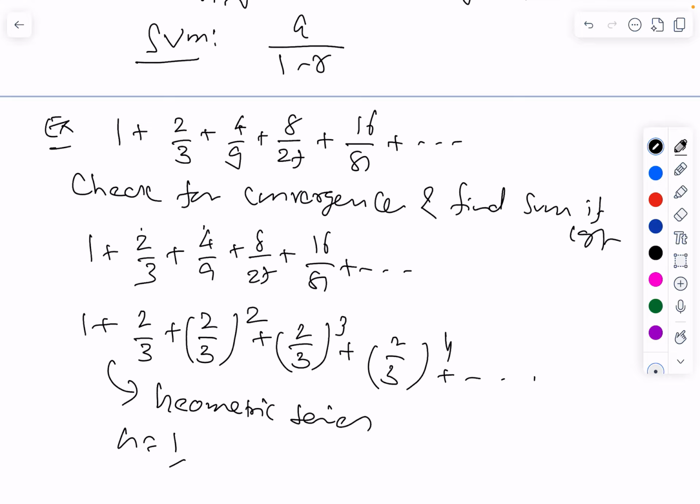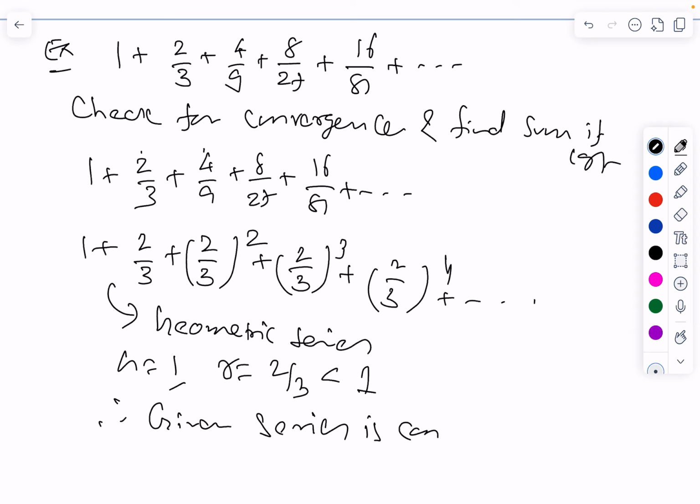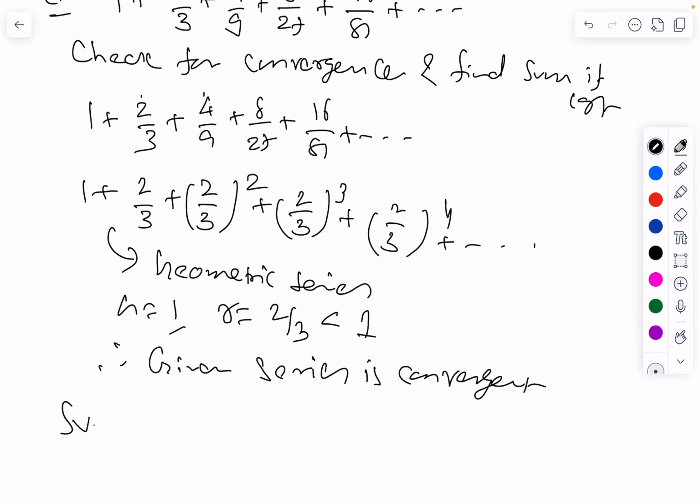What is the first term? 1. And what is R? 2 by 3. And is 2 by 3 lying in the interval -1 to 1? Answer is yes. Open interval -1 to 1, less than 1. Okay. So that means the given series is convergent. And you can find the exact sum also.